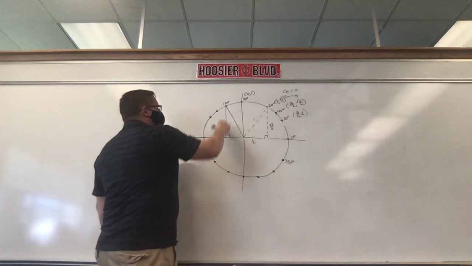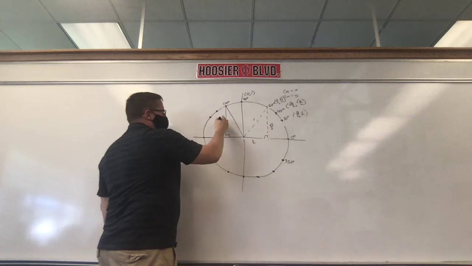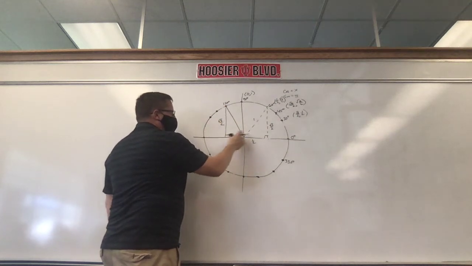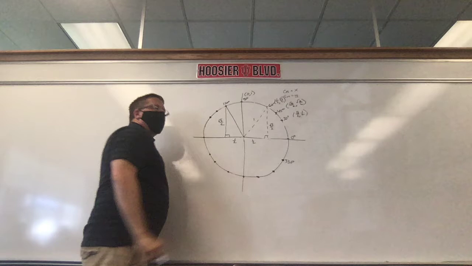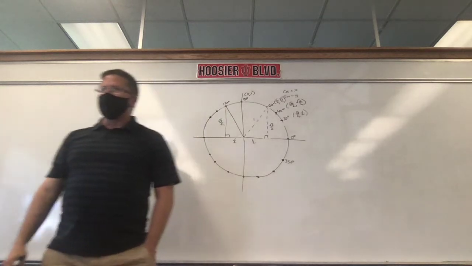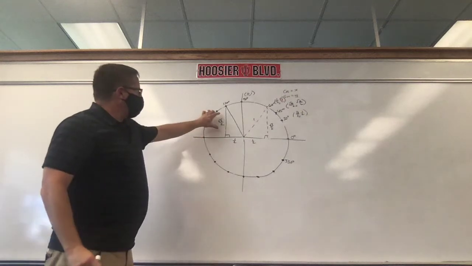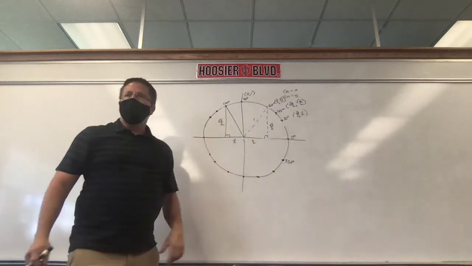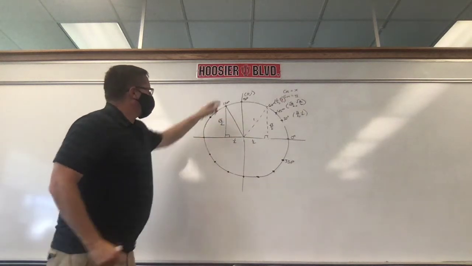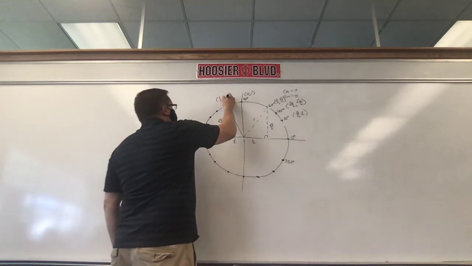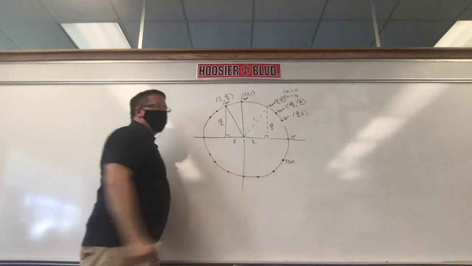So, what is this distance right here? Radical 3 over 2. And what is this distance right here? A half. Very good. You answered exactly what I asked. Listen very carefully. I said, what is the distance? The distance is radical 3 over 2. This distance is 1/2. So, is this point right here 1/2, radical 3 over 2?